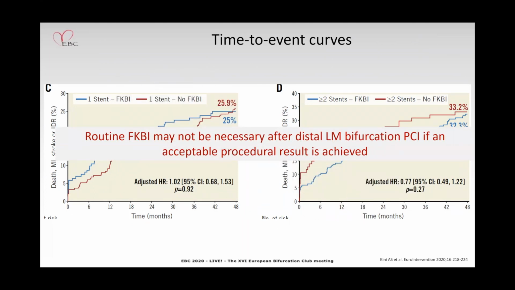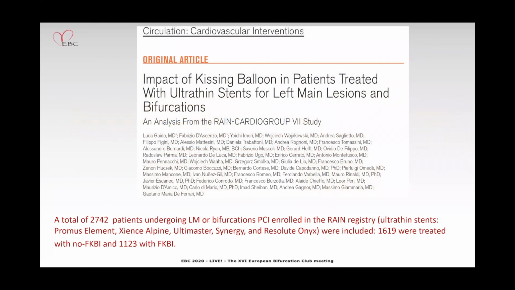So the authors conclude that routine final kissing balloon inflation may not be necessary after left main bifurcation PCI if an acceptable procedural result is achieved. Now the question is, what is an acceptable result and how should we measure it?